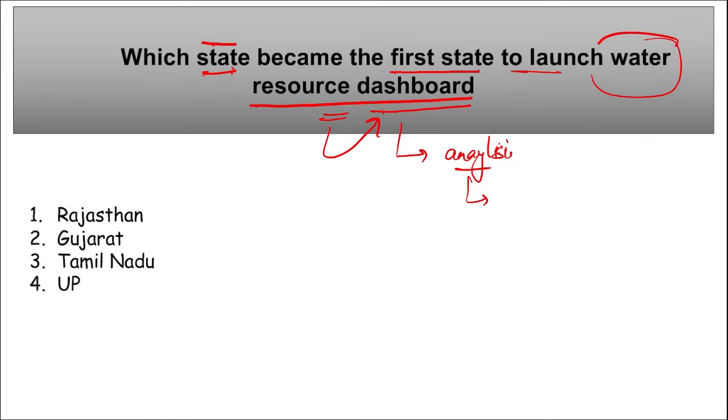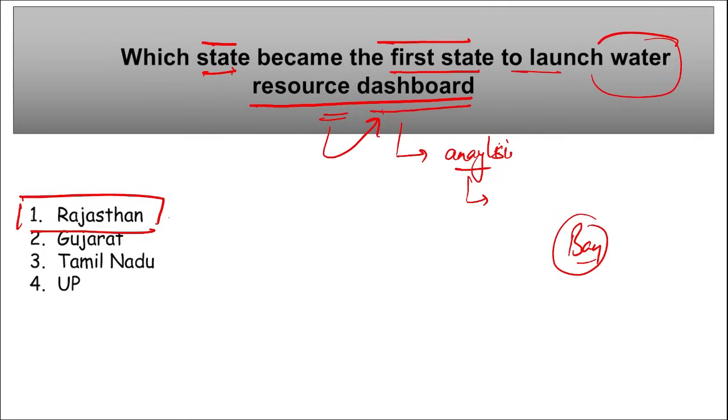The question asked is, which state became the first state to launch such a water resource dashboard? It is Rajasthan. Rajasthan became the first state to launch a water resource dashboard. This will help us forecast drought, as I mentioned. If there is a lack of water in a particular area, this dashboard will help us know in advance and make water management much better. And we are seeing right now in Bangalore that there is water scarcity going on. People are not having enough water even for day-to-day tasks.